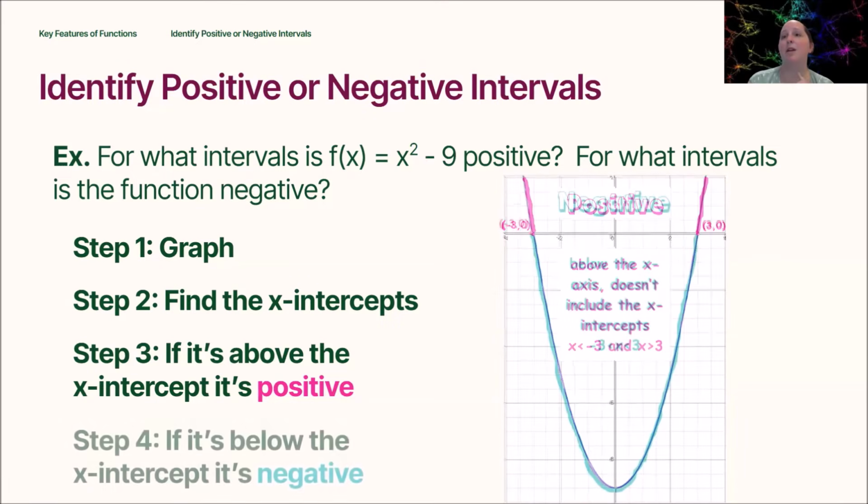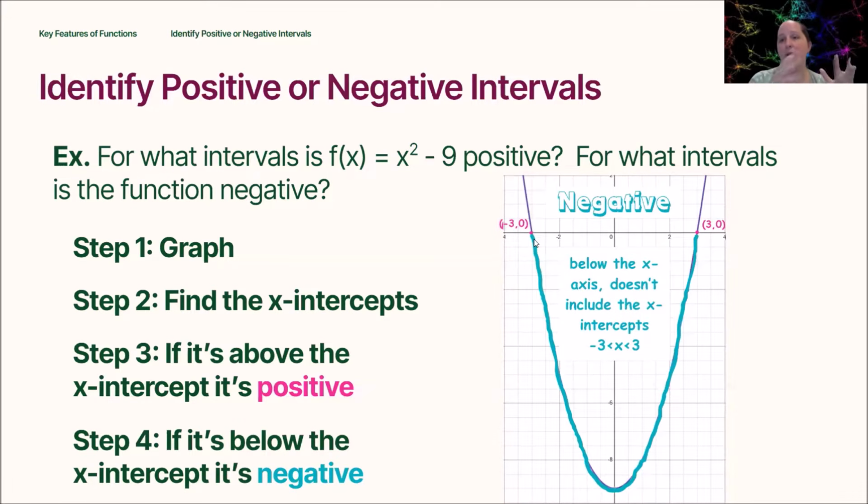Then I'm talking about negative, and it's below. So this teal part below the x-axis does not include the x-intercepts. In this case, there's just one interval because it's not broken into sections. So I've got negative 3 to positive 3.